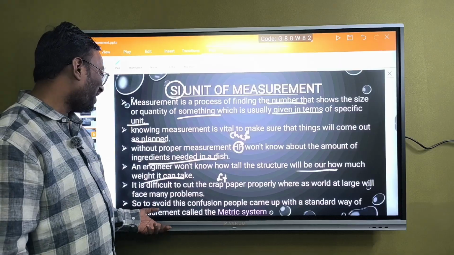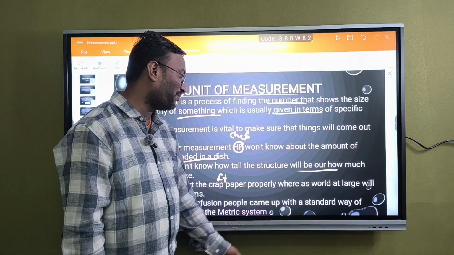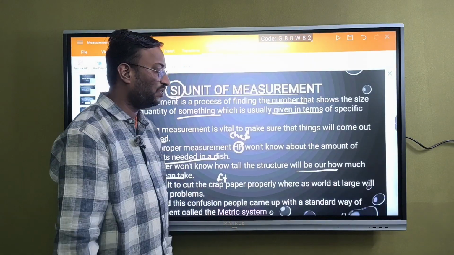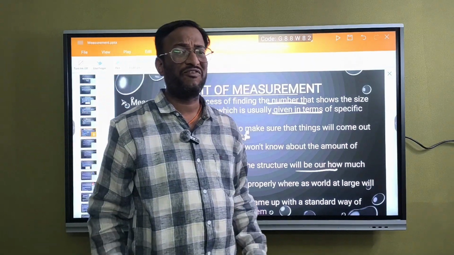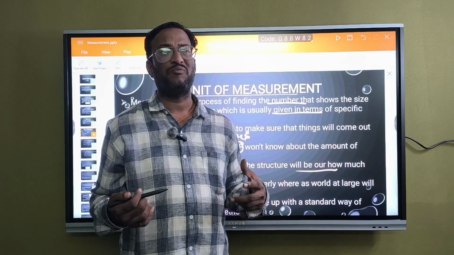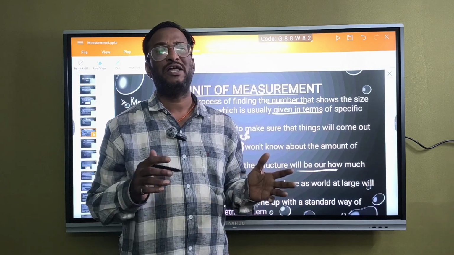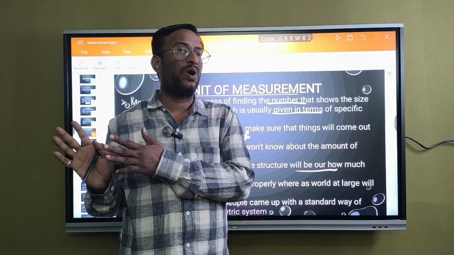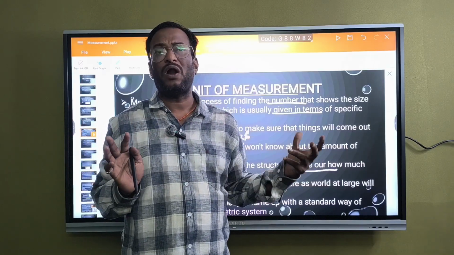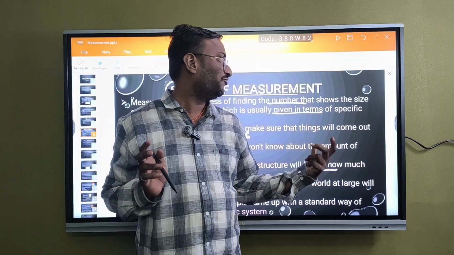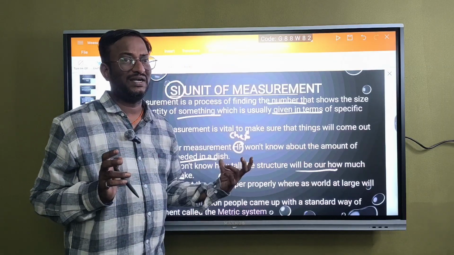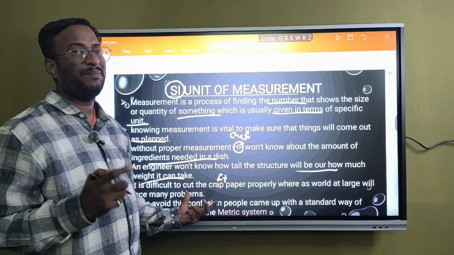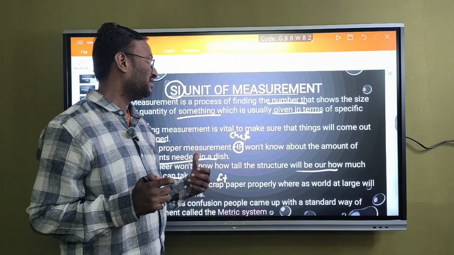Next, to avoid this confusion, people came up with a standard way of measurement called the metric system. They used to have different quantities of measurement in different regions, and different names in different regions for the same quantity, so there would have been a lot of confusion. In order not to have confusion in measuring quantities, this metric system came, and it helped people a lot in measuring things.